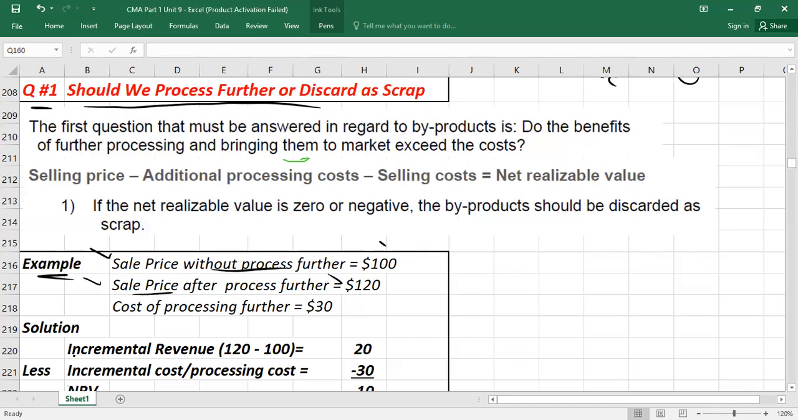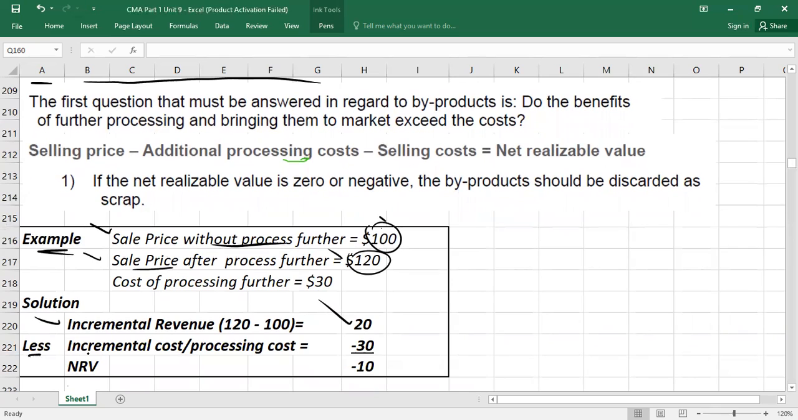120. First tell me, what is the incremental revenue if you process further? $20, because without processing further you are getting 100 and after processing you will get 120. So it means the increase in revenue will be $20. This is called incremental revenue. From this incremental revenue, we will deduct what? Incremental cost. Incremental cost means the processing cost to process further. For example, we are provided with the cost of processing of how much?